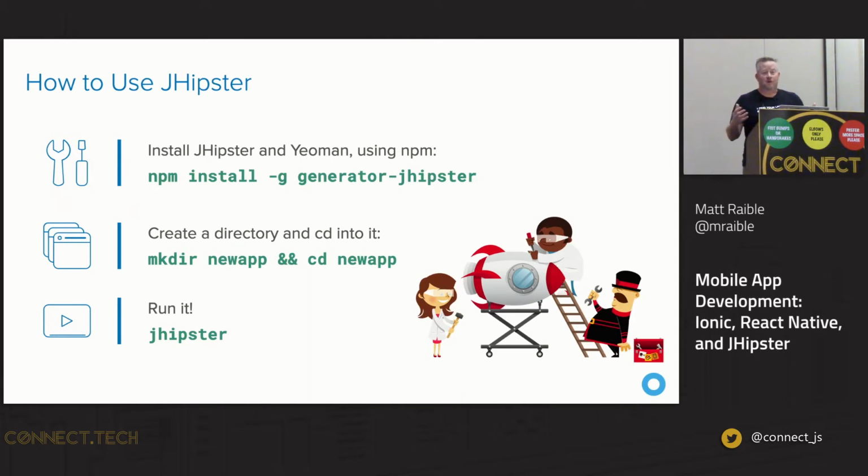If you're a Java developer, you're probably used to creating an app and it creates a directory for you. Yeoman doesn't work that way. So the biggest mistake that I often make with JHipster is I won't create the directory and I won't cd into it, and therefore I litter my home directory with all these dot files. So try not to do that. And then you just run it.